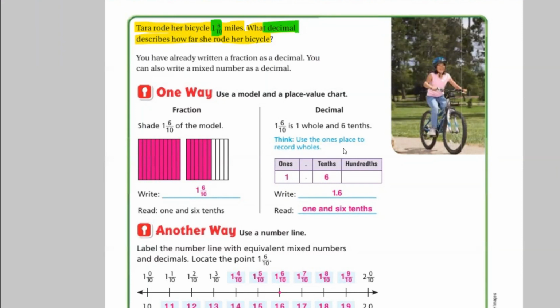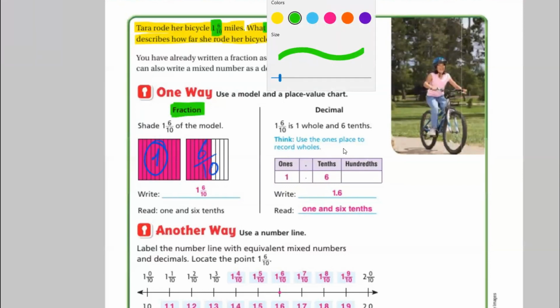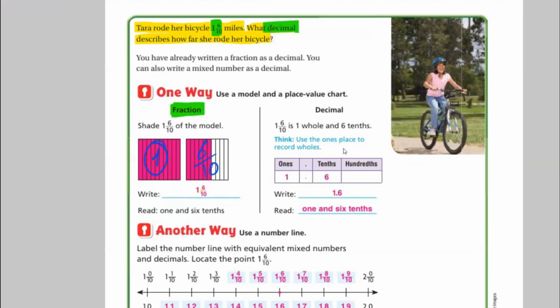So let's use a model first to write a fraction, and then we're going to convert it to a decimal, okay? Like you see here, we're going to write it as a decimal number using this model. We have 1 as a whole number, right? So we're going to shade one whole, okay? And then 6 over 10, so we're going to shade 6 bars over 10. So it will be 1. If you want to mix them up, it will be 1 and 6 over 10.